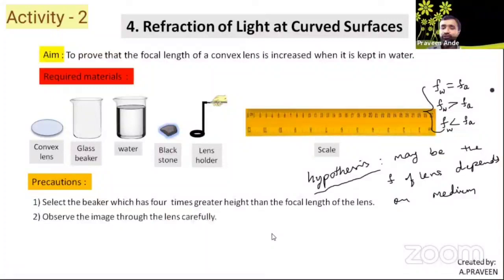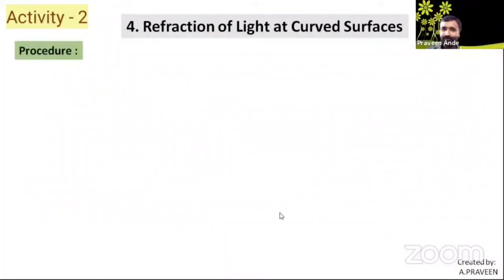See the second precaution here, viewing the image through the lens carefully to obtain a sharp image. So these are the precautions in the procedure. See here in the procedure, what I am following are the steps to conduct the activity to obtain the result that I am writing in this procedure.